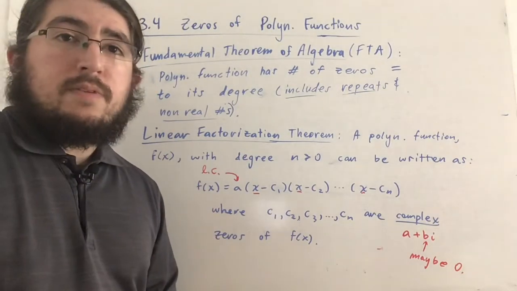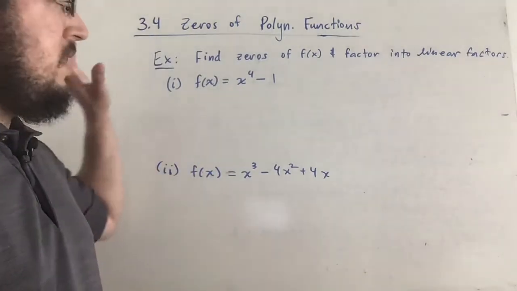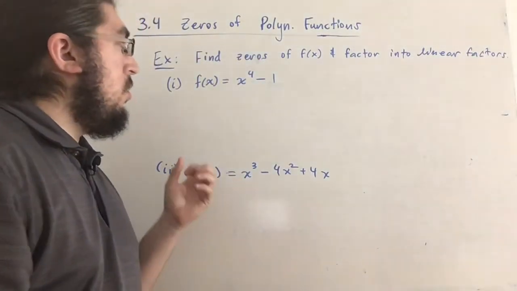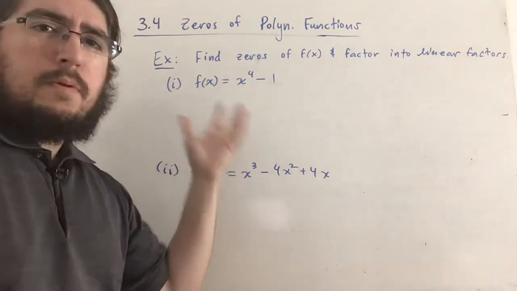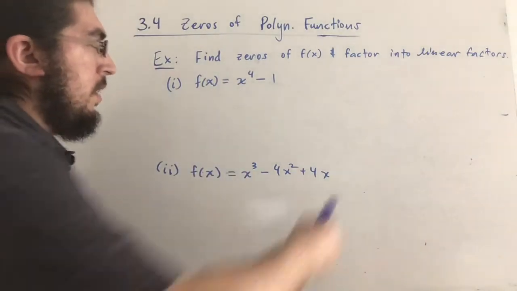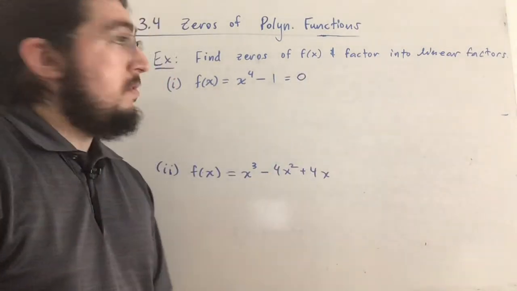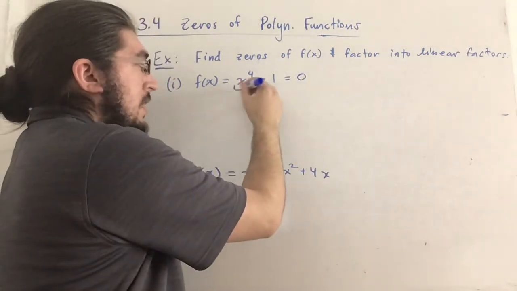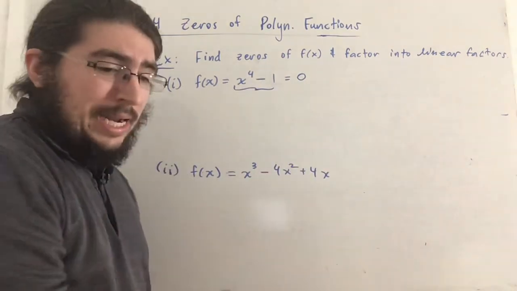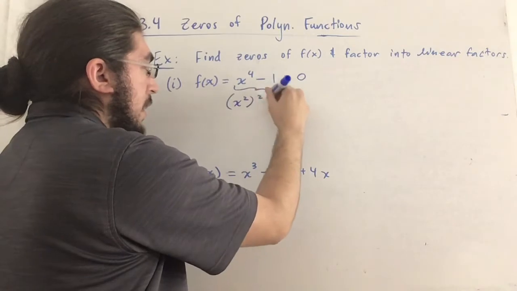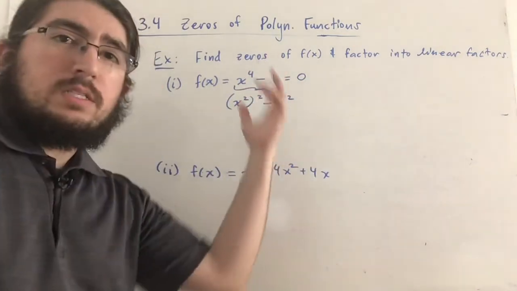And now we'll take a look at a few examples. So here we're asked to find zeros of the function and factor it into its linear factors. With the first one, they're both pretty different actually. But for the first one, to factor this, remember we want to set it equal to 0 to find its zeros. And to factor, we're going to notice that it is a difference of squares. Technically, you can write this as x squared squared minus 1 squared. 1 squared, of course, is just 1.